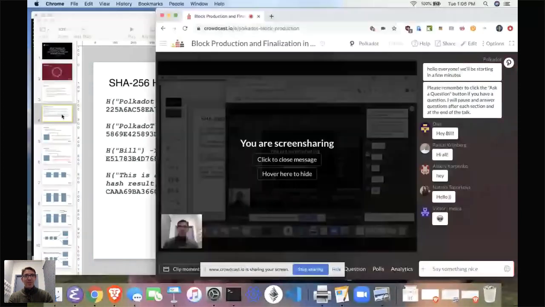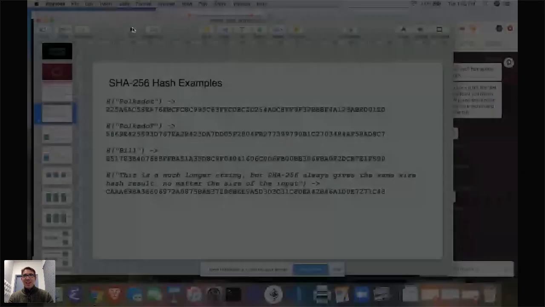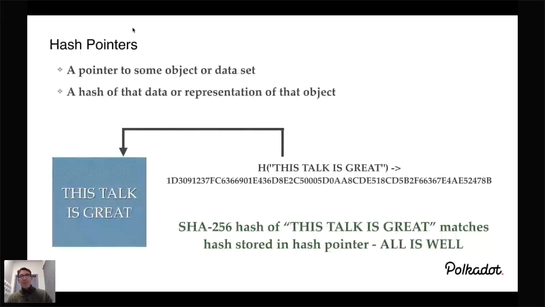As I said, the first few slides are rather foundational here. Something that is used quite often in blockchains are hash pointers. A hash pointer is a pointer to some data or object, and a hash of the data inside that object. For example, if I have some bit of data, "this talk is great," a hash pointer would just be a link to that as well as the hash.